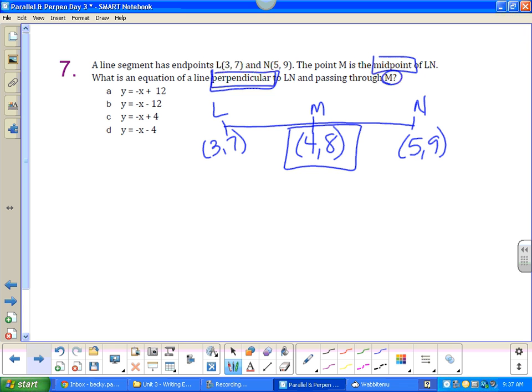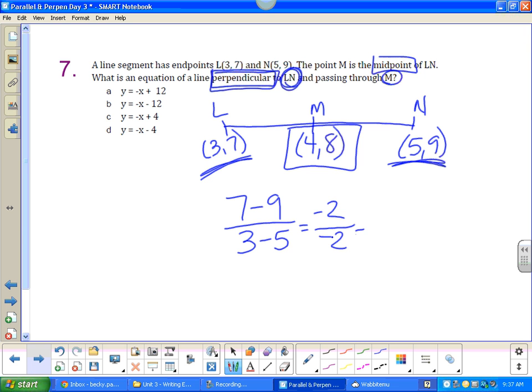But I want to be perpendicular to LN. So now what do I need to find? I need the slope of LN, and I need to be perpendicular to it. So I'm going to find the slope between these 2 points, and I want to be perpendicular to that. So if I want to be perpendicular to that, I need to change its sign and flip it. Remember, when you flip a 1, it doesn't really show up. So there's my slope. Well, if you look at your multiple choice, all your slopes are -1s. That doesn't help me. But I need my b.